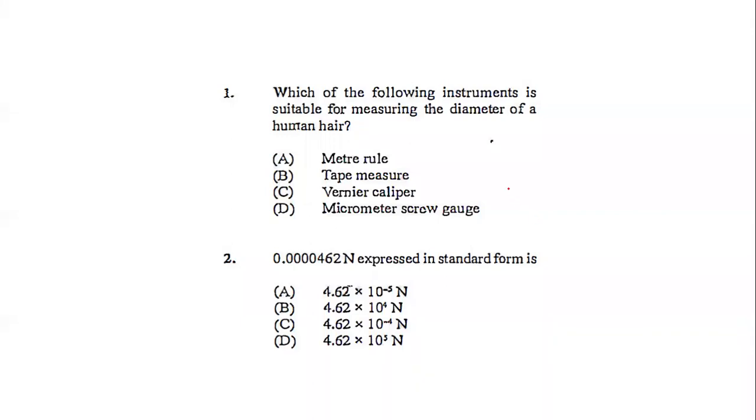All right, so several persons already start sending in their answer for question one, which is indeed D. The instrument used to measure the diameter of a human hair is indeed a micrometer screw gauge.